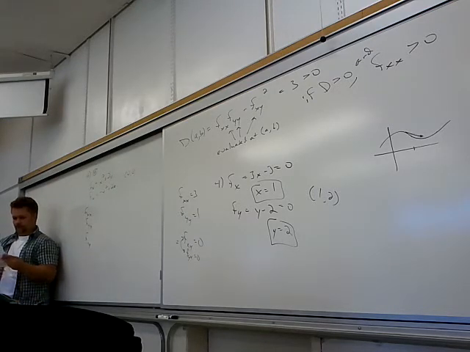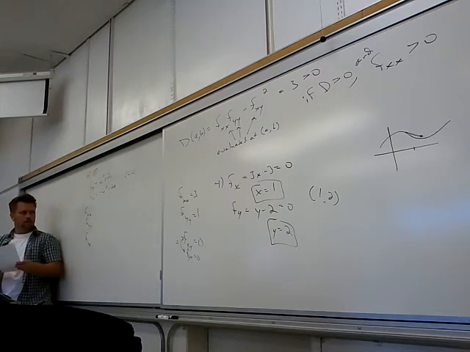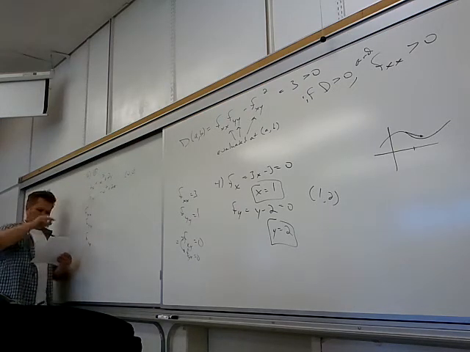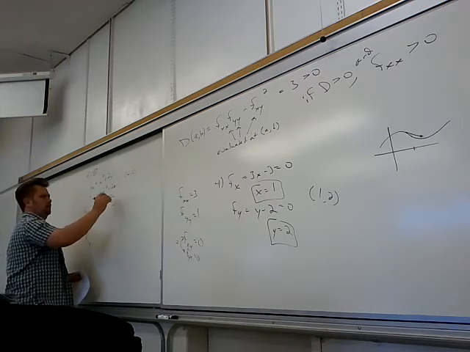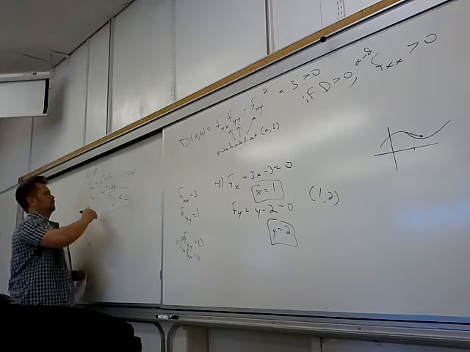So that's not too bad. So this should come out to be A. Should be a saddle point. So how do you tell if it's a saddle point? D has to be less than 0. So it's a saddle.